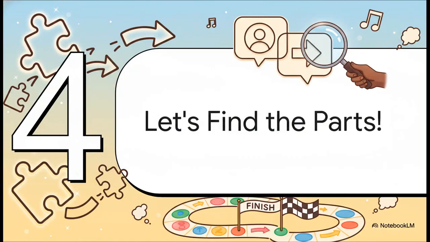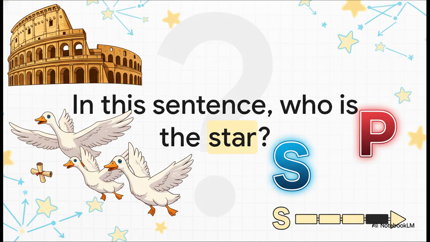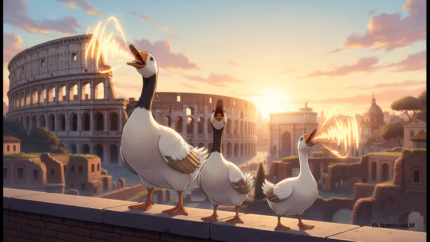Okay, now that you're in on the secret, how about we play a little game? Let's try to find the parts in some brand new sentences. You ready? All right, first one. The cackling of geese saved Rome. Think about it. Who or what is the main thing this story is about? Is it about Rome? Or is it really about that funny sound the geese made? That's it. The star of this sentence is the cackling of geese. The whole story is about that noisy sound.